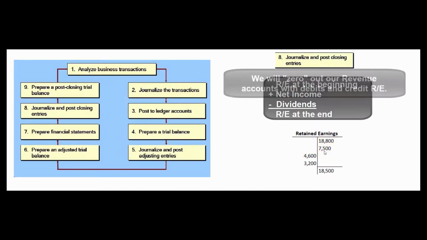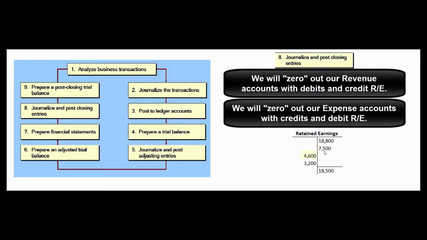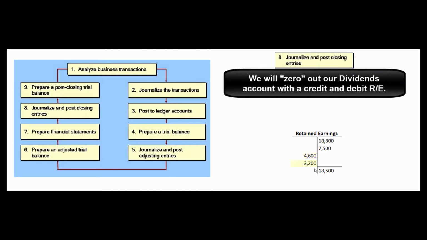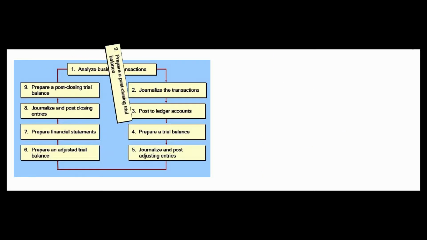Our revenue account had a credit balance, so we'll debit it and then credit retained earnings for $7,500. That'll make the balance in the revenue account zero. And all our expense accounts, we'll credit those and debit retained earnings for their total of $4,600. So now every expense account has been credited for its balance, so now it has a zero balance. And finally, we subtract dividends from retained earnings because retained earnings at the beginning plus net income minus dividends gives us retained earnings at the end.